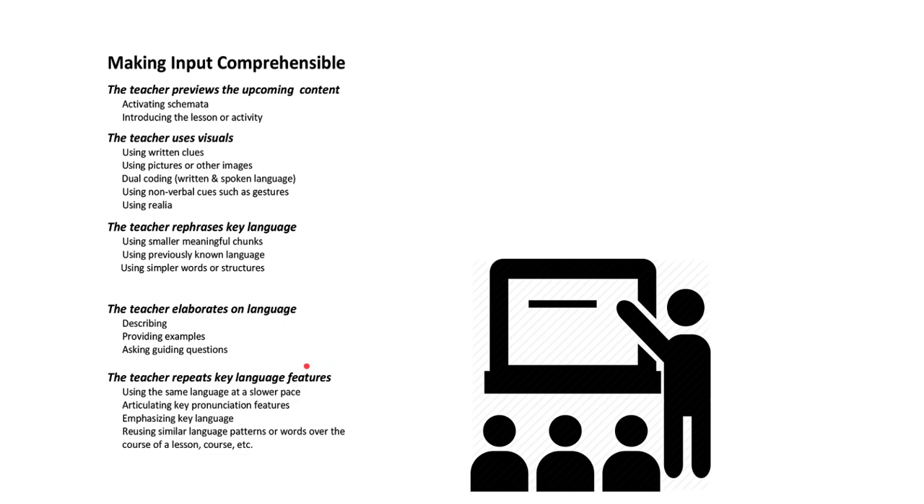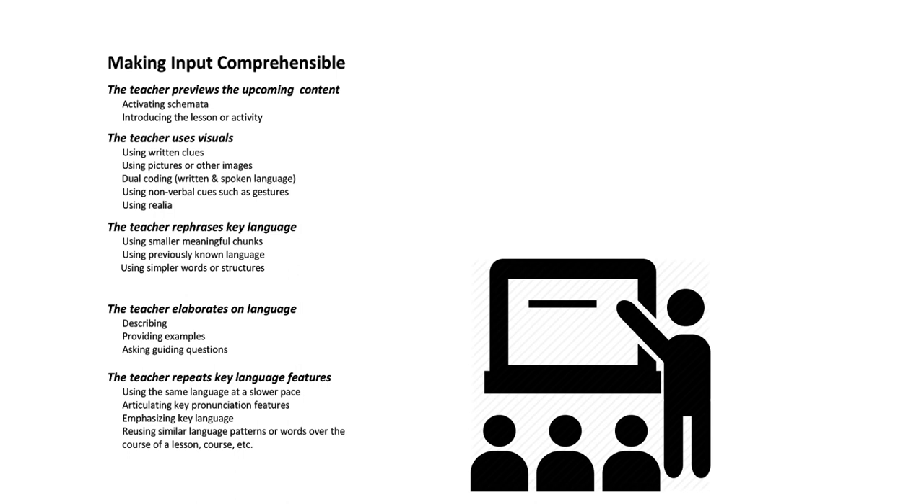Okay, repeats key language features. The teacher repeats language features. So using the same language at a slower pace, this can be very useful, particularly for new language and particularly for novice or lower level learners. Say it again more slowly.